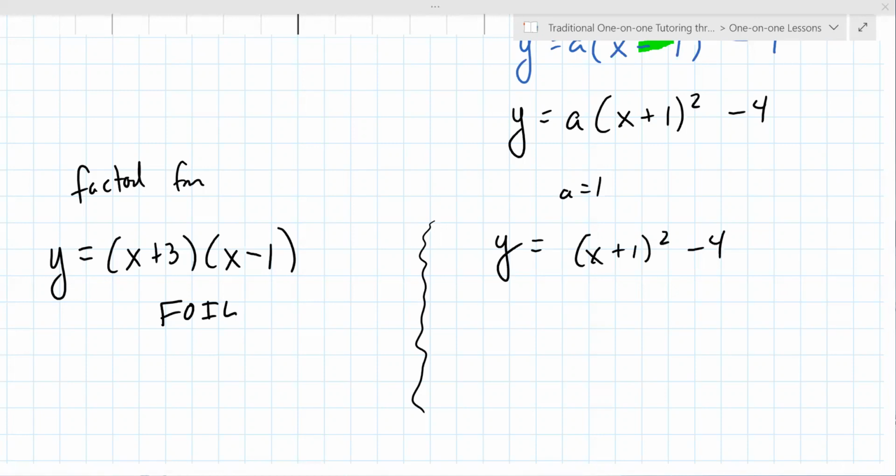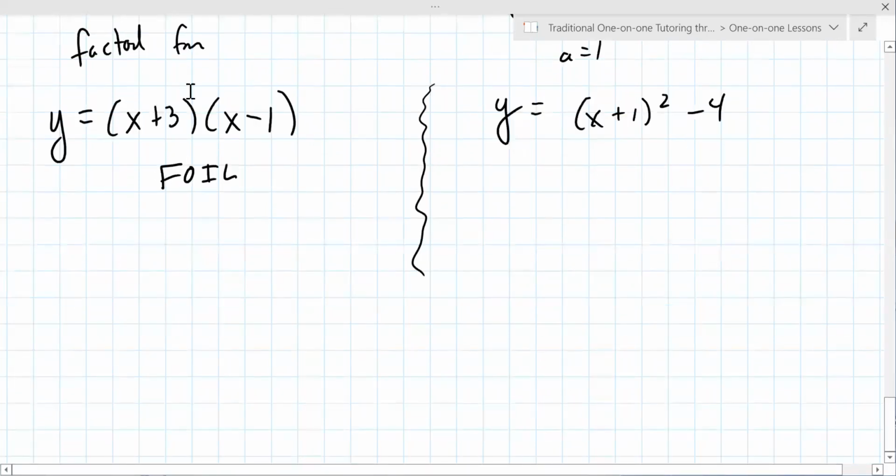I'm going to send you a link to a FOIL reference sheet that I've got, so you can have this down. What are we in? Algebra 1. Copy link. Go to the chat. There it is. Okay, so F stands for first. First times the first. What is x times x? x squared.